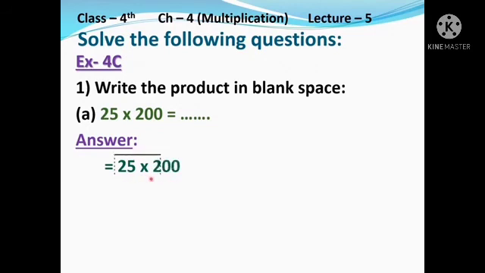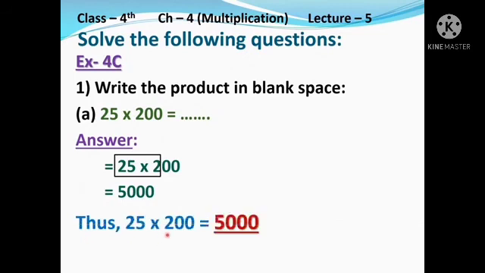First multiply 25 by 2 and then place 2 zeros to the right side of the product. See 25 multiply 2 equal to 50. And then we will write 2 zeros to the right side of the product. So answer will be that is equal to 5000. So write down thus 25 multiply 200 equal to 5000. So 5000 is the answer. Clear?